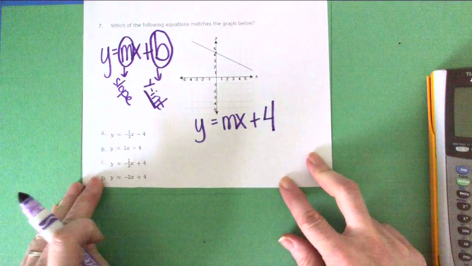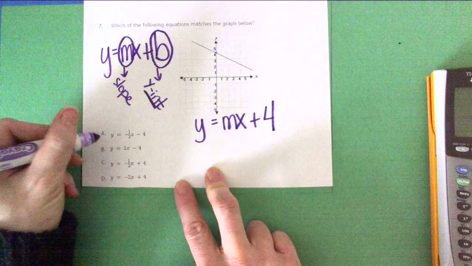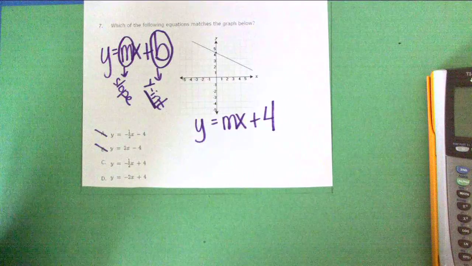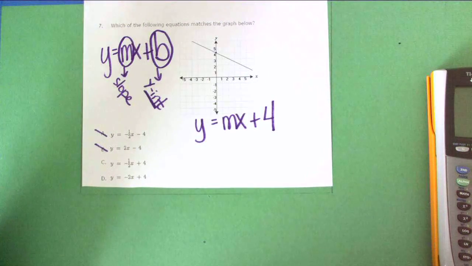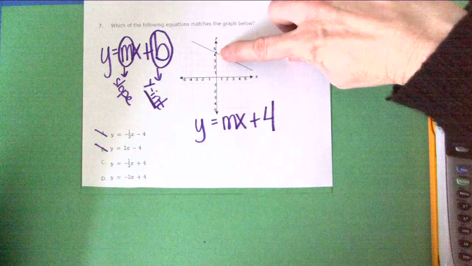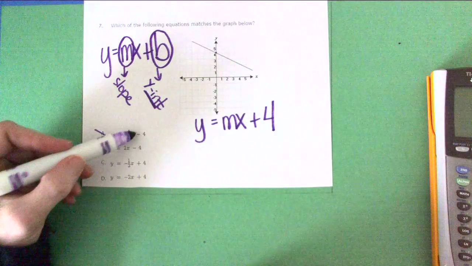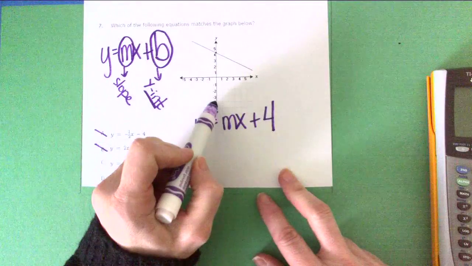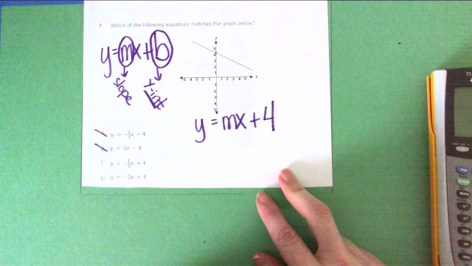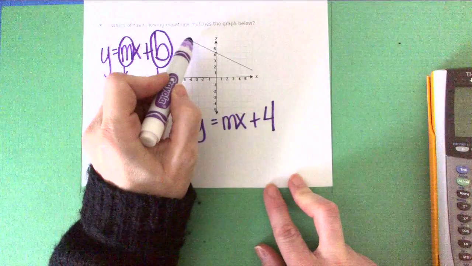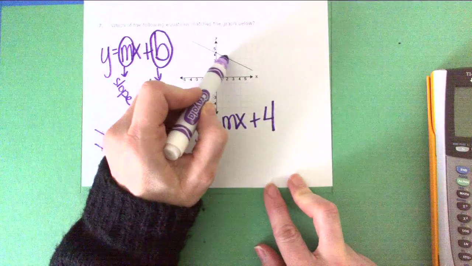Now, let's look at our answers. I would say that A and B are out. You want to work smart on multiple choice. Get rid of the answers that you know are wrong. So if you know your y-intercept is a positive 4, by all means throw out the two equations that have a y-intercept of negative 4. Otherwise your line would be crossing clear down here. That doesn't make sense.